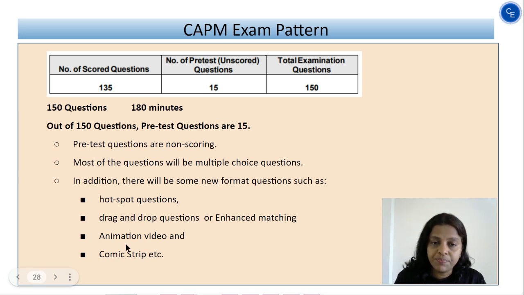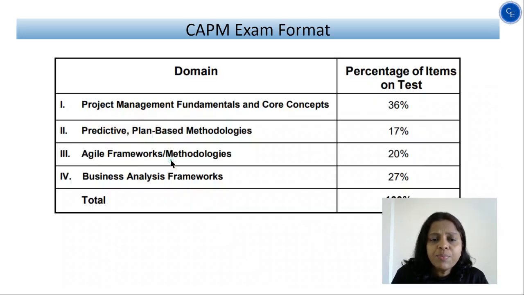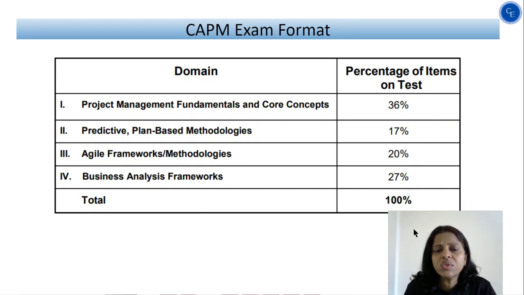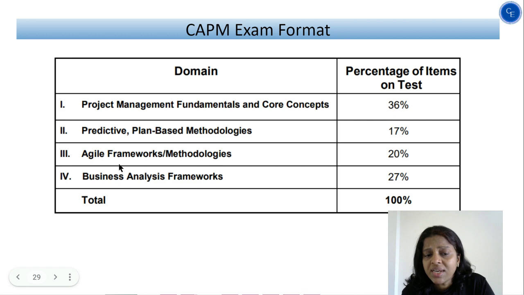And as per the new format and syllabus, we need to study the agile and hybrid approaches as well as business analysis frameworks so as to prepare for the latest CAPM exam. So in addition to understanding the project management concepts, the traditional project life cycle and methodologies, we also need to study agile methodologies and business analysis frameworks.